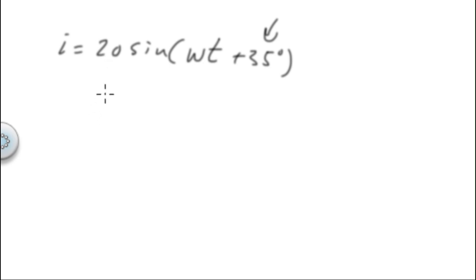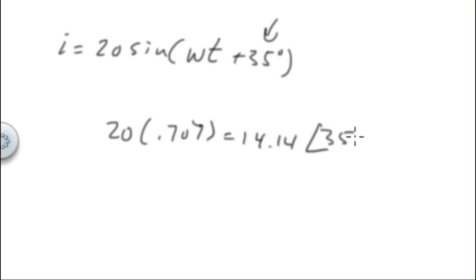So we want to find the peak times 0.707. What is that? 20 times 0.707 equals 14.14 at an angle 35 degrees. And that's the phasor. This is our phasor current. Okay, so that's how you'd write it in phasor notation.